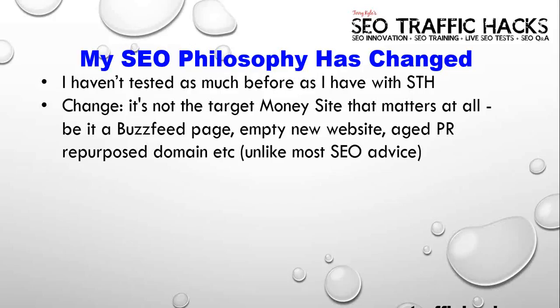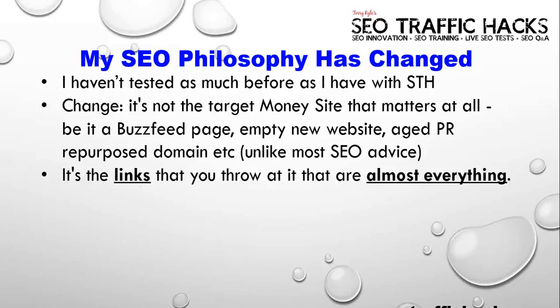So what I'm seeing in my own SEO practice now is that it's actually not about optimizing the target money site at all. So in a way, it doesn't matter what's on the end of your links, whether it's a BuzzFeed page, Rebel Mouse page, an empty website, an aged PR, repurposed domain, etc. In a way, it doesn't matter what's on the other end of it. You're always going to run into that random rankings factor, and knowing that is really important, but knowing the kind of links that can deliver fast, high results is obviously crucial as well.